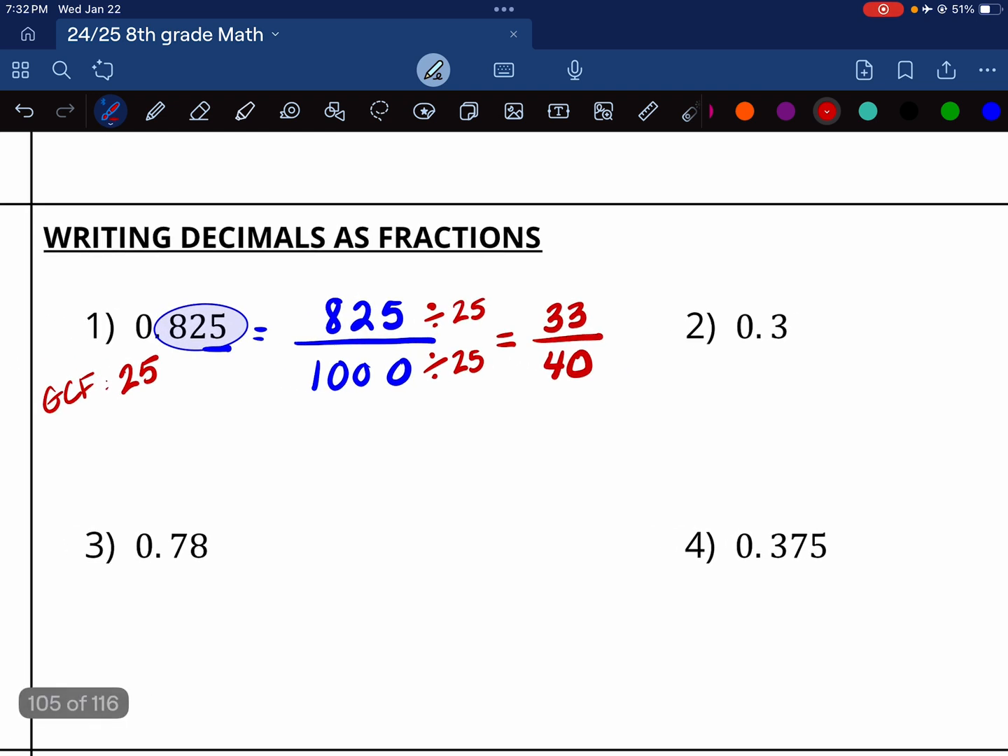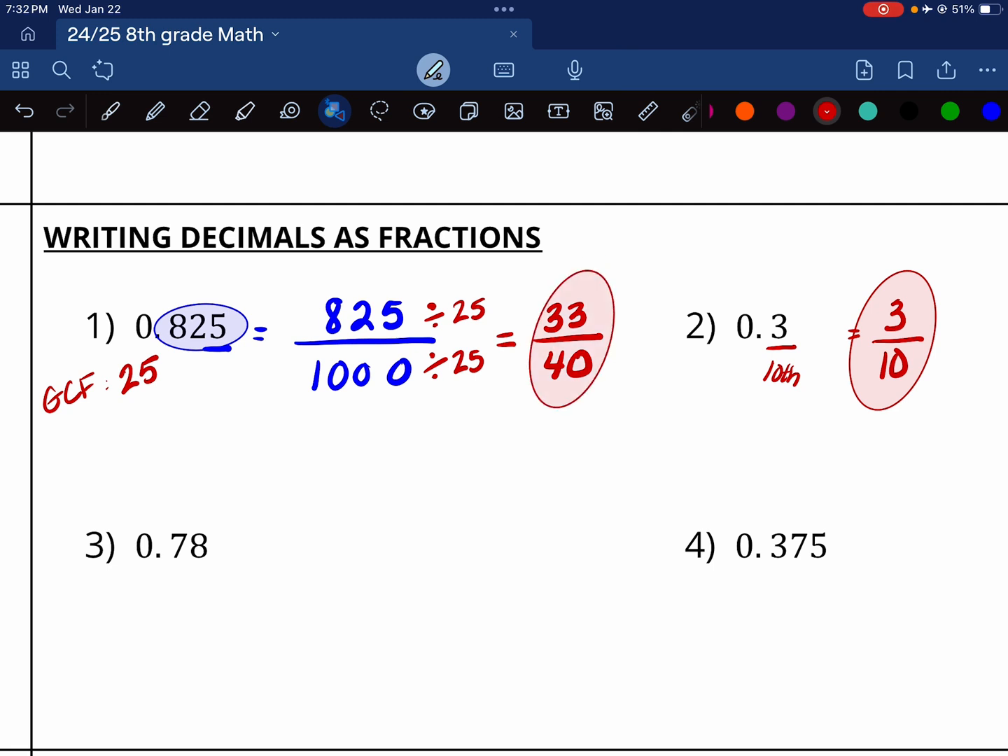For 0.3, a little bit easier, what place are we in? We are in the tenths place, so my numerator is 3 and my denominator is 10. I can't do anything else with this. This is absolutely done.